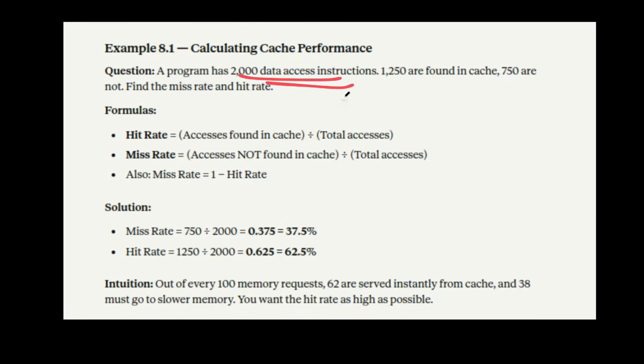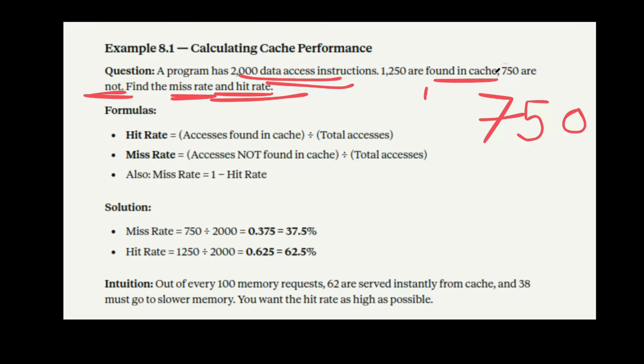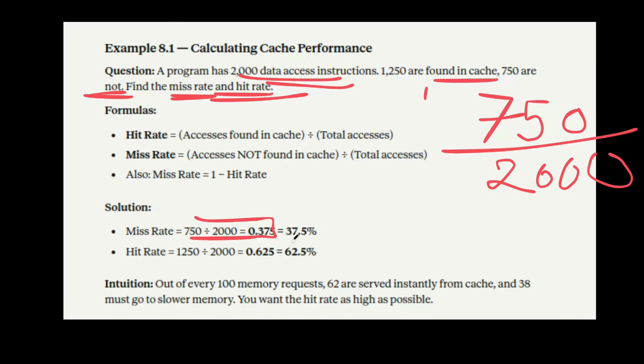The total access is 2000. 1250 are found in the cache and 750 are not found there. So we have to find the miss rate and hit rate. Miss rate would be that which is not found in the cache divided by the total memory access. 750 are not there in the cache, meaning 750 are the total misses here, divided by the total access, which is 2000. So we get 750 divided by 2000 as 0.375.